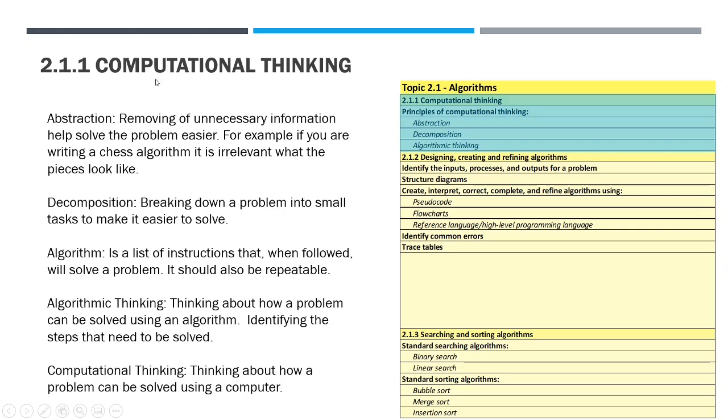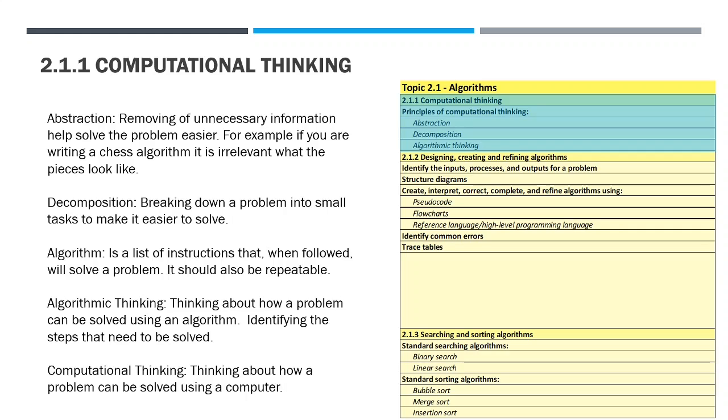So let's have a look at computational thinking. Okay, so we've got these things we need to understand. They're keywords, you've got to learn them. So abstraction. This is part of thinking with algorithms where basically you remove anything that's not necessary.